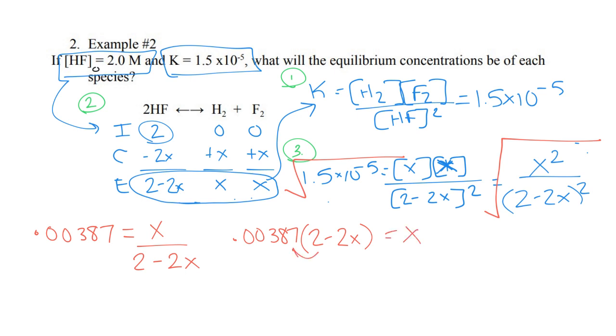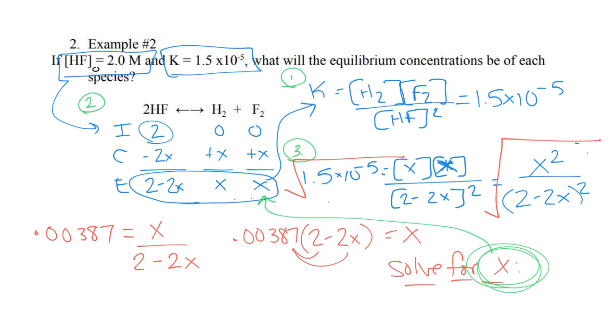You're going to have to distribute through. You're going to go ahead and solve for x here. I'm not going to do all of the math and the algebra with you guys right now. I'm just going to show you guys what you're going to do with that. Once you solve for x, then you're going to go ahead and take that number and plug it in right here, right here, right here, and you will get all of your concentrations at equilibrium, which is what the question is asking you for. So once you get that x value, just go ahead and plug it in and solve for those concentration values.